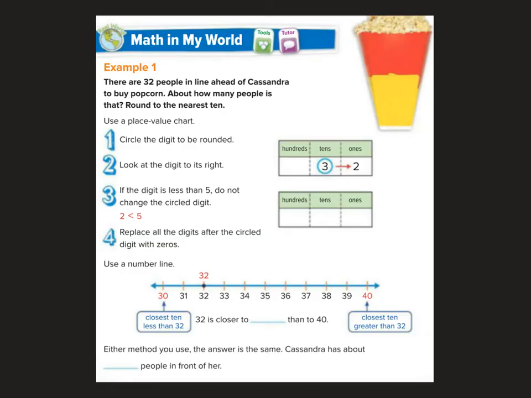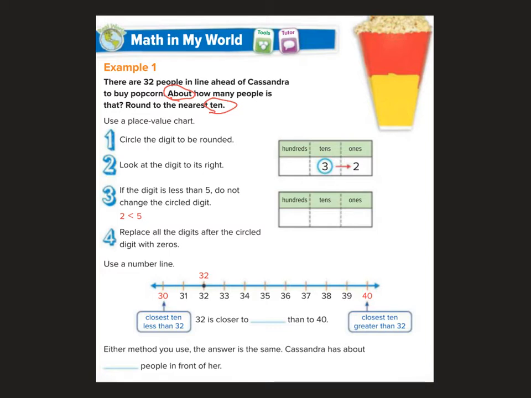So here's our first example. There are 32 people in line ahead of Cassandra to buy popcorn. Now this "about" tells us we're going to be rounding or estimating. We're not going to be using exact numbers, okay? About how many people is that? Round it to the nearest 10.